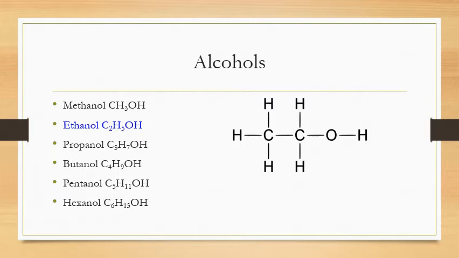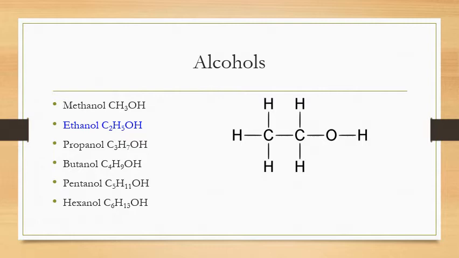So I've given you the name, you basically have to know the names of the first five. I've given you a bonus one, hexanol. So why do they have these particular names? Well, if you look closely at their names, the meth, eth, prop, and but part count for the number of carbon atoms. So for example, meth, 1 carbon, eth, 2 carbons, prop, 3 carbons, etc.